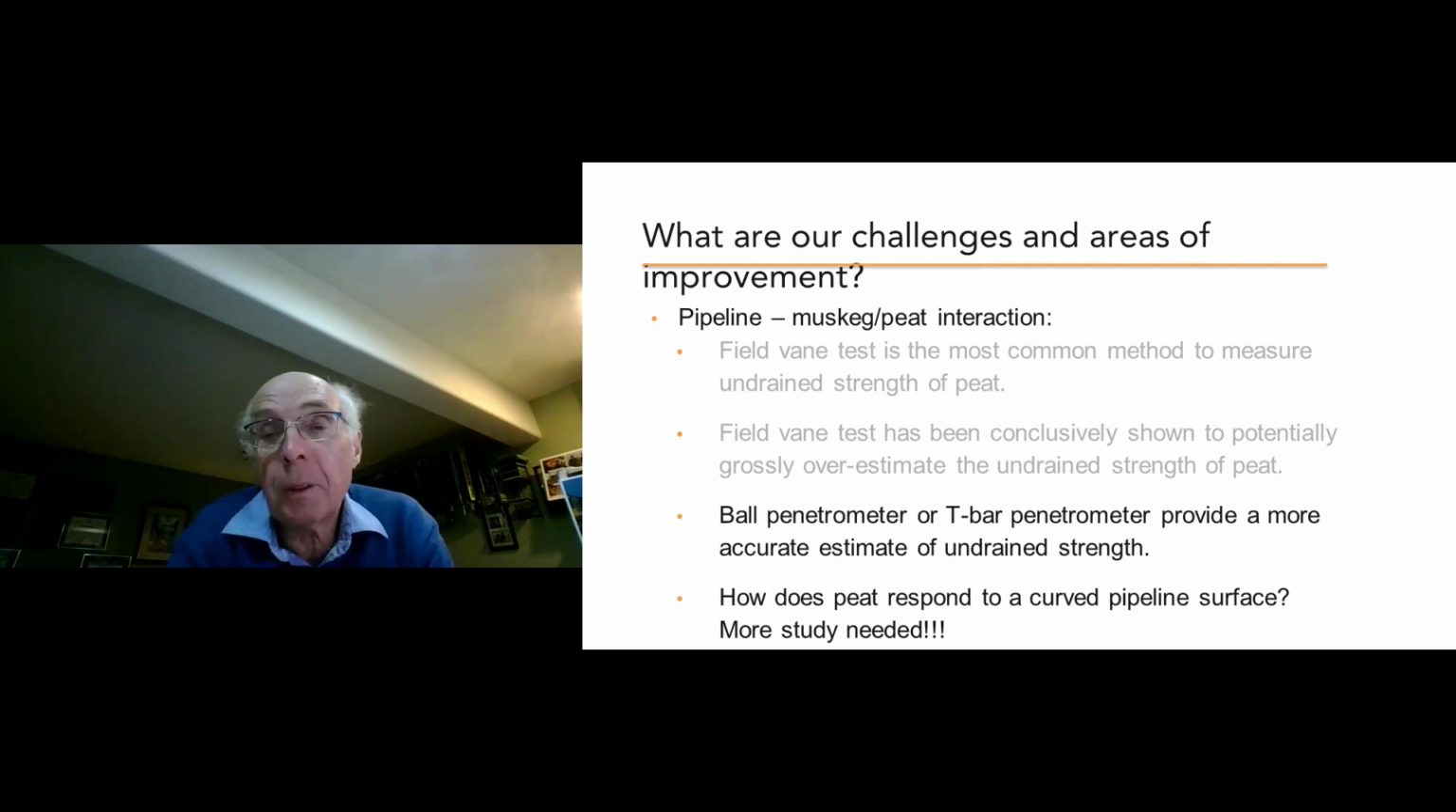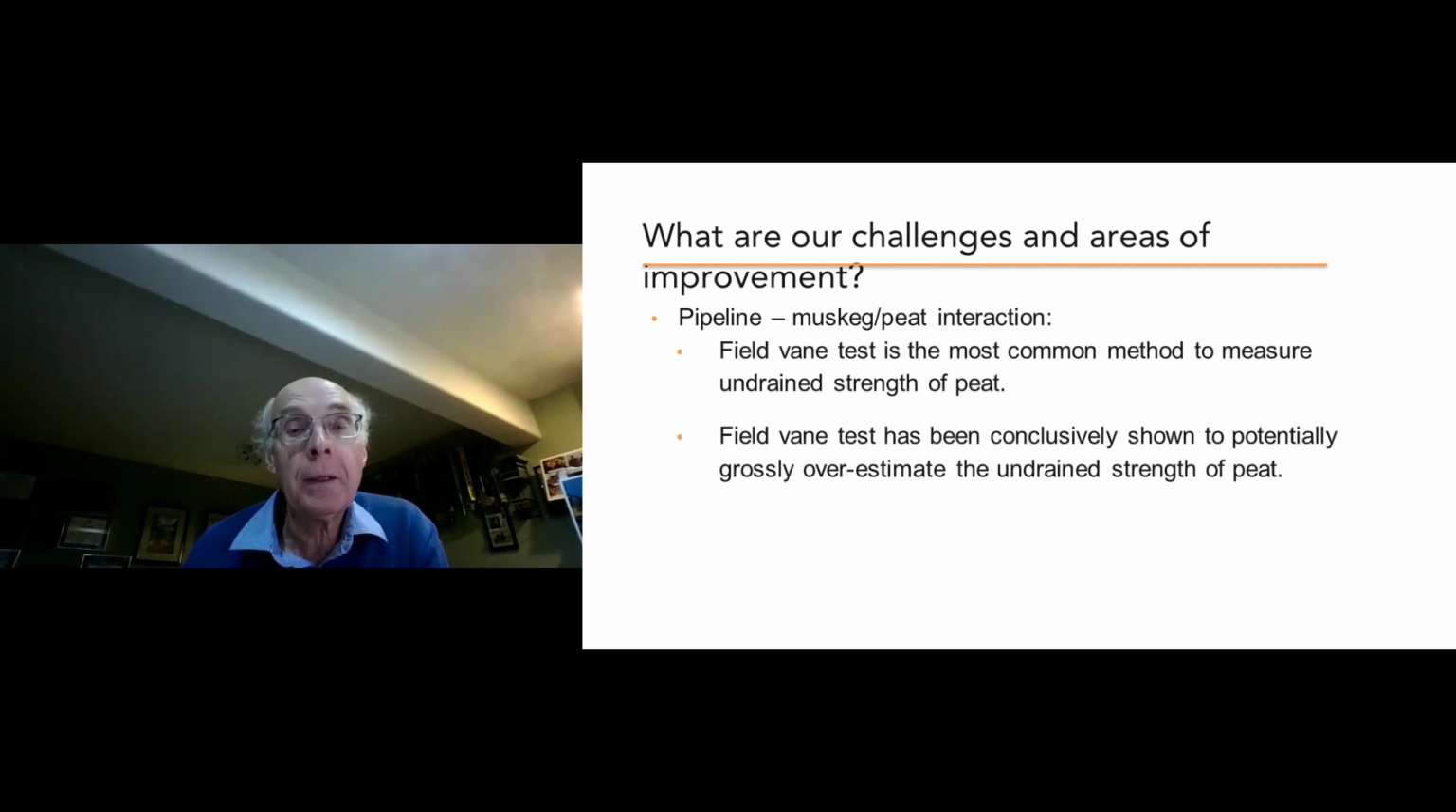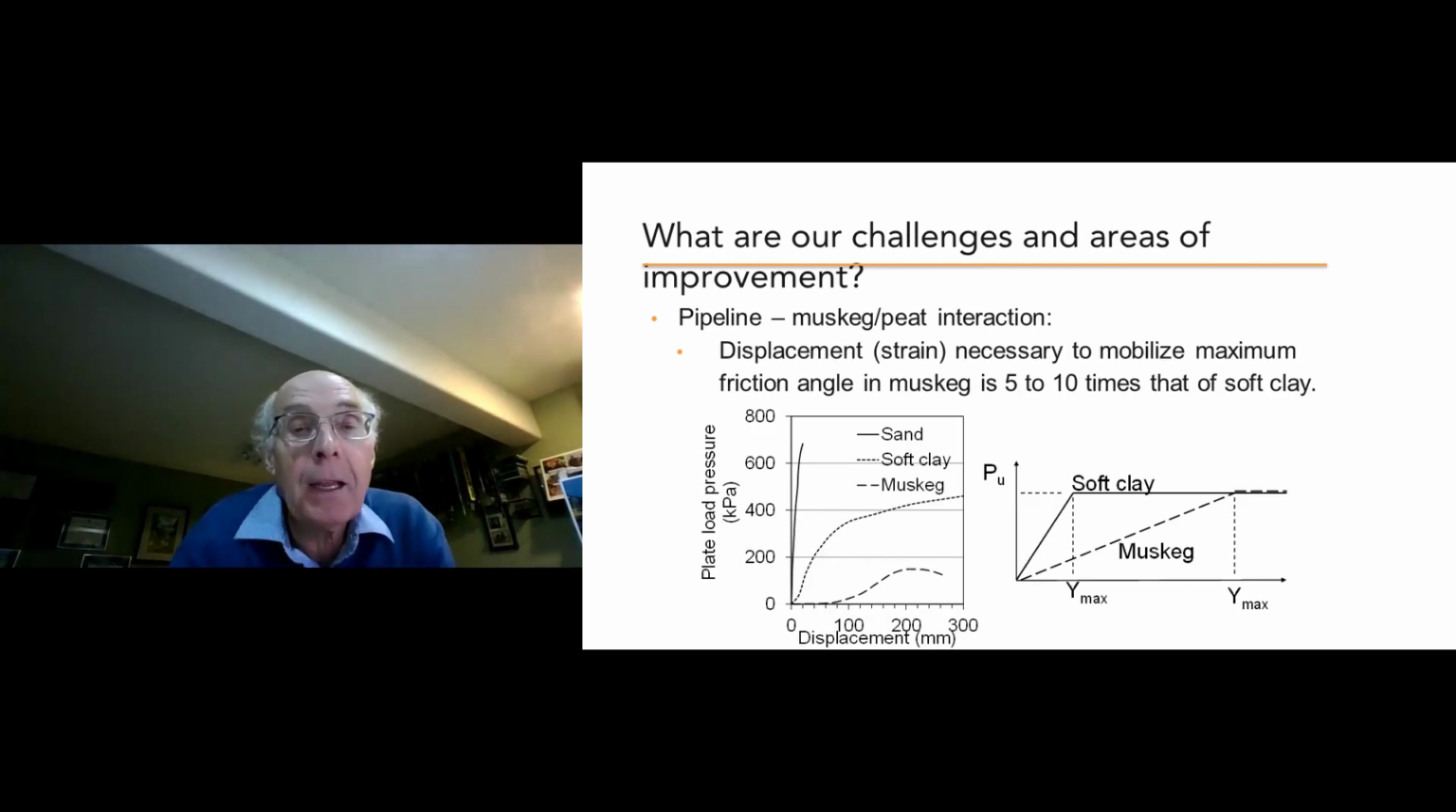And then, of course, similar to progressive loading, how does peat respond to a curved pipeline surface? Often we have done previous tests, as I show in the previous graph on the left-hand side, that is a plate load test on sand, soft clay, and muskeg. The reality is that graph may be very different if, instead of using a plate, we were using a curved surface. So again, more research is necessary to look at the effects of soil-muskeg or soil-organic interaction.